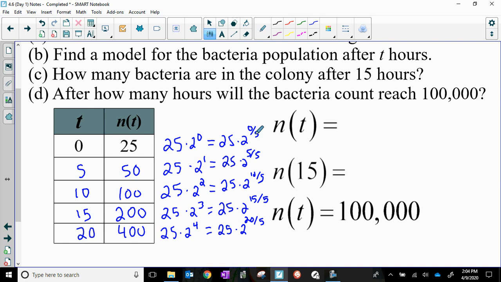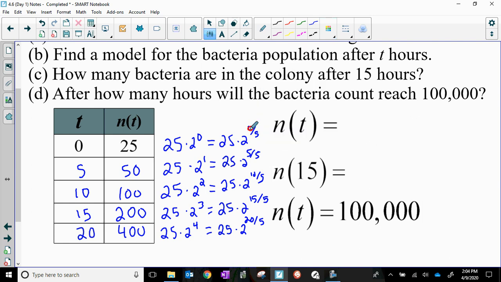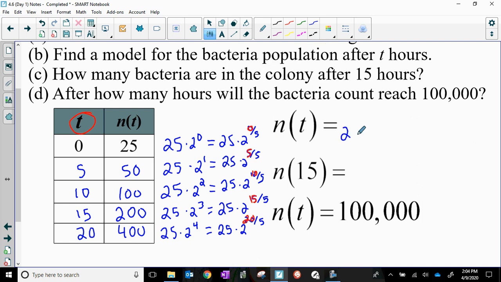So the numbers that I see changing right here, the 0, this 5, this 10, 15 right here, and the 20 are the values of t. So that means in my equation, I really have 25 times 2 to the t over 5.